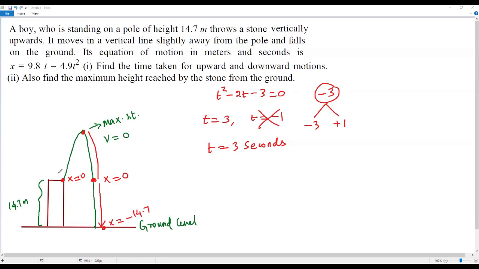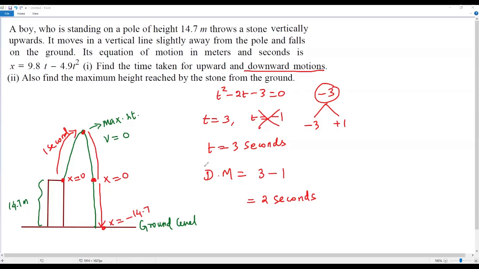Already we know that the time taken for upward motion is 1 second. So the total time is 3 seconds. And what is the time taken for the downward motion? Clearly it's 2 seconds. So for the downward motion, the time is 3 minus 1. 3 is the total time from which I subtract the time taken by the stone for upward motion. So 2 seconds. Now I got the time for downward motion. So the time taken for downward motion is 2 seconds. Okay, now we have finished answering the first question.